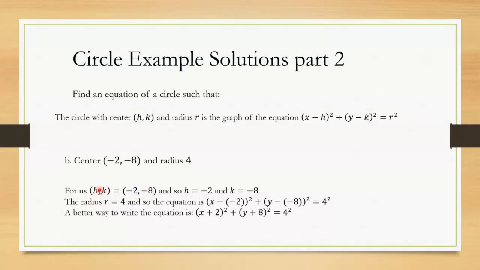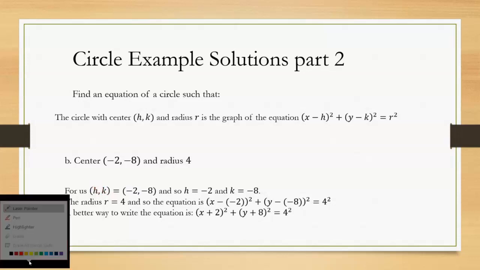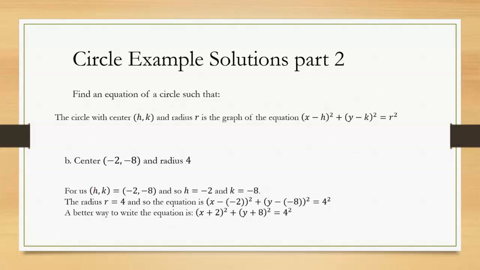Again, 2 points are equal. Let me actually draw it in. That might help. Their x coordinates are the same, and their y coordinates are the same. If 2 points are equal, that's what's going to happen. And so we take h to be -2, k to be -8, and that's what we're plugging in here. Okay, and the radius is 4, right? So r is 4, so we have 4 squared.